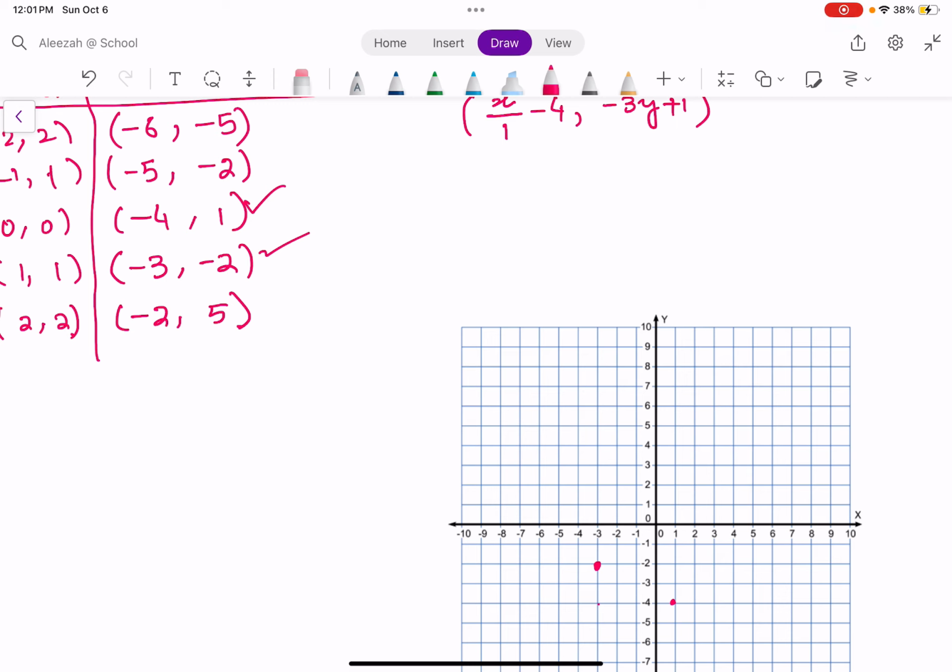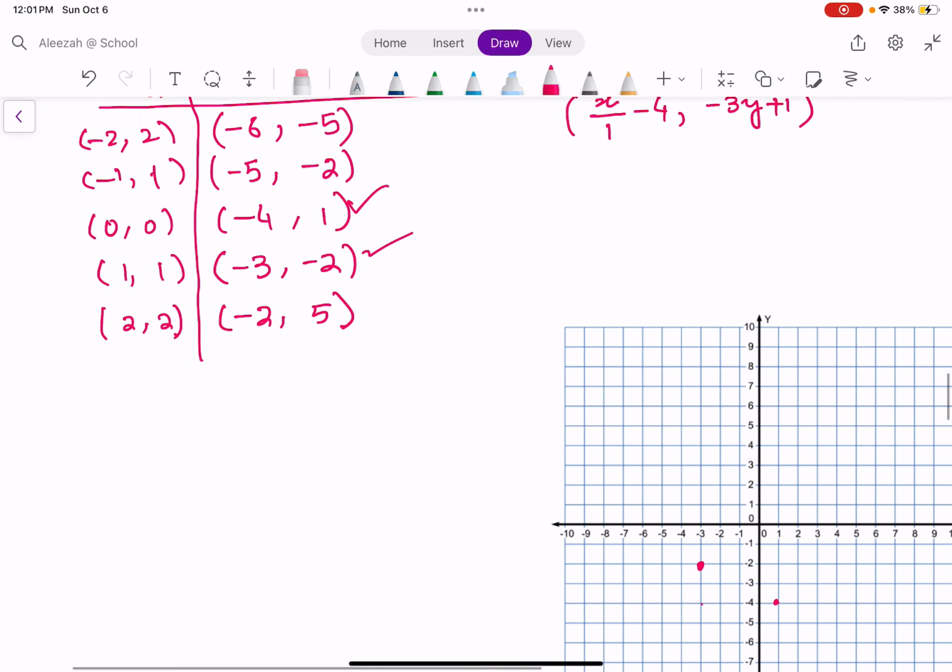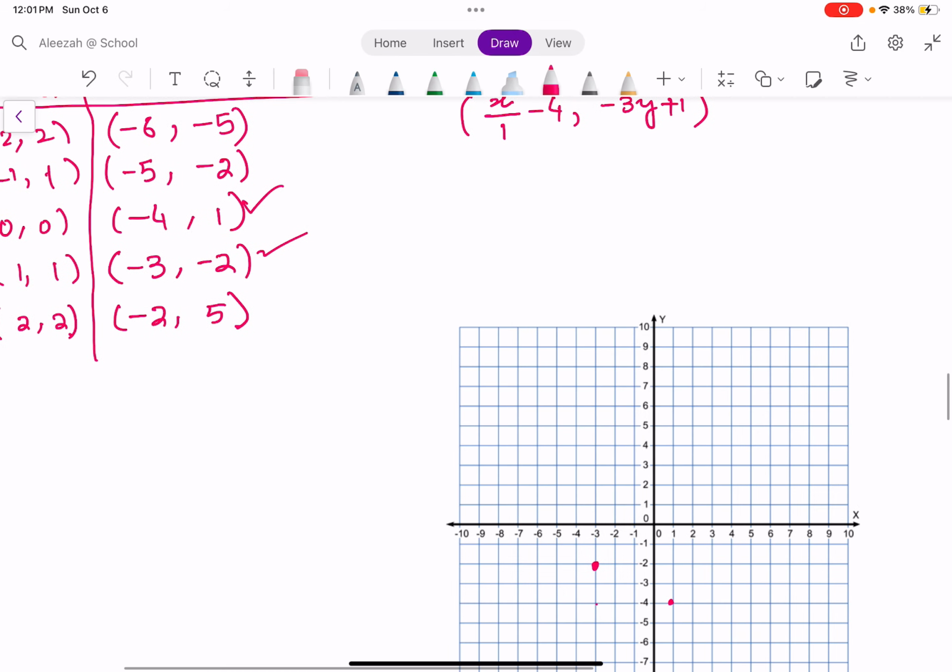And then negative 2, negative 3 and negative 2. Then negative 2 and 5. So when x is negative 2, it is 5. One minute, it doesn't make any sense here. We started from 0, 0. When x is negative 4, so let me fix that first. Okay, so when x is negative 4, y is 1, that's the point.